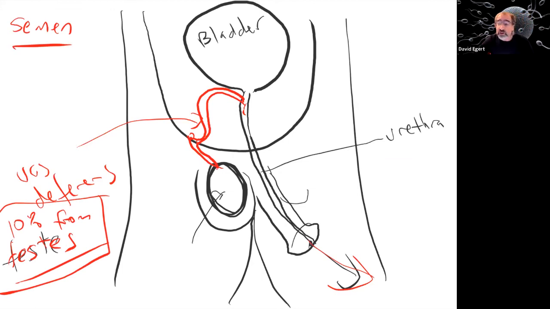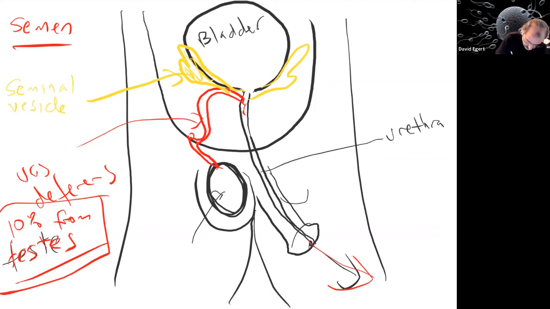The rest is from these other glands. There's going to be the seminal vesicles. They're on either side. These are going to maybe be 60% of the semen. The seminal vesicles have a variety. One of the things they got is sugar to give these little dudes some energy to swim.